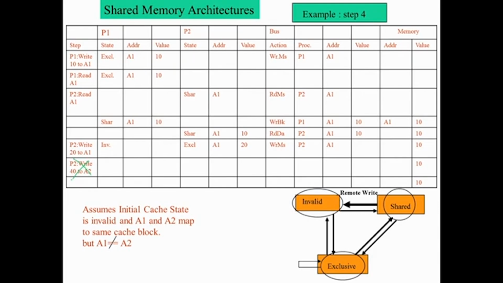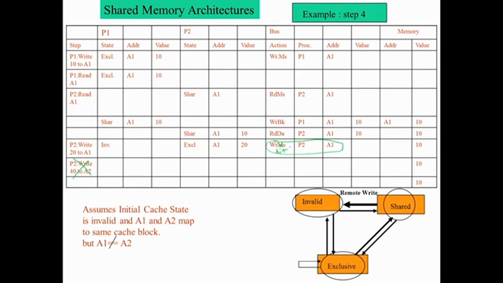Now P2 actually should hold A1 in exclusive state. Now A1 is in which state? A1 is in shared state both in P1 and P2. So what will P2 do? When P2 writes 20 to A1, it will put a write miss, oh sorry, it should put a write hit, because A1 is there in the cache. So it will say I am writing into that cache, and it will announce that on the bus.